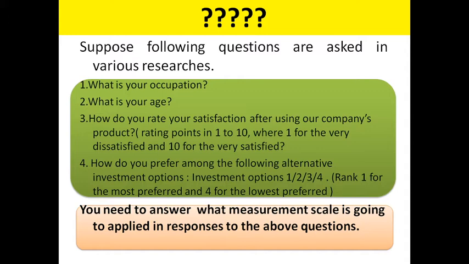Question 4. How do you prefer among the following alternative investment options? So investment options number 1, number 2, number 3, number 4. I'm not giving the name of any investment schemes here. Rank 1 for the most preferred and 4 for the lowest preferred. Now, what you need to do? You need to answer what measurement scale is going to be applied in responses to the above questions. So this you need to state, and these things we are going to discuss now.